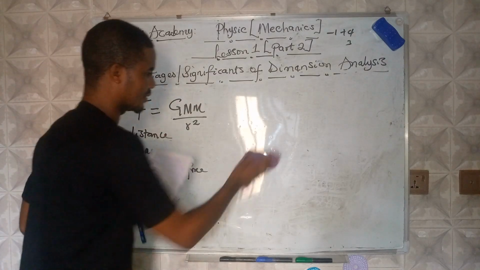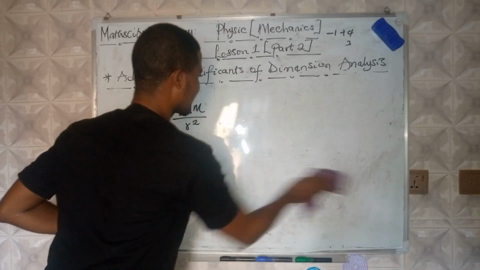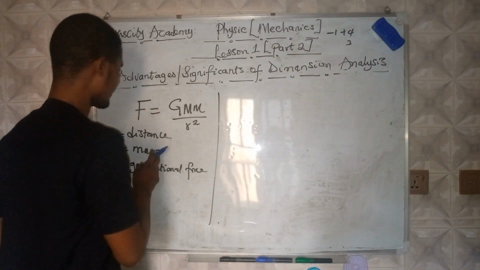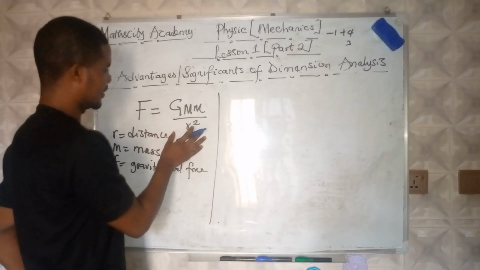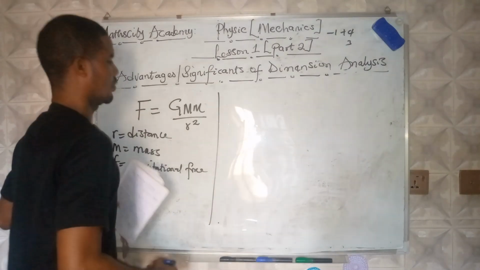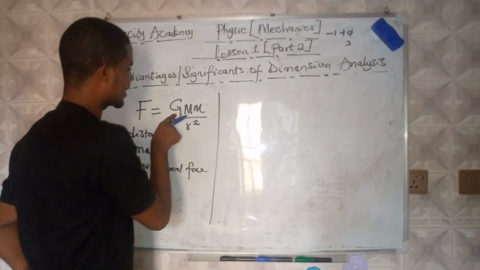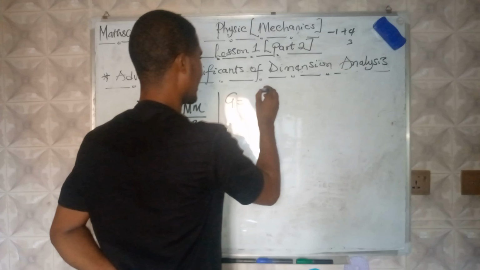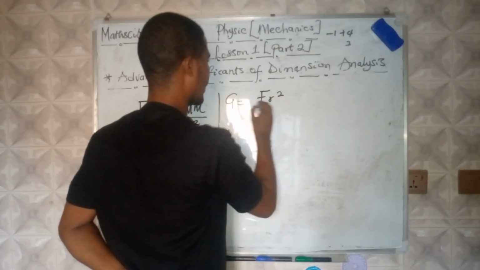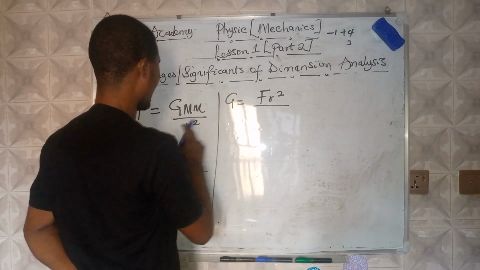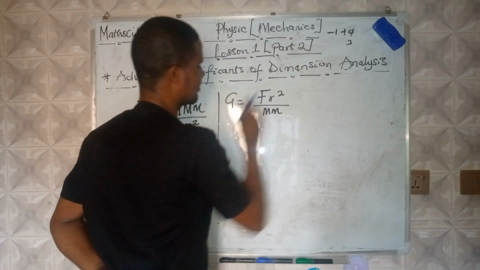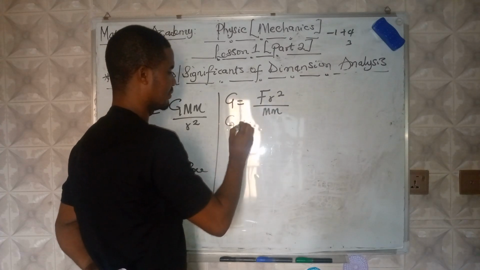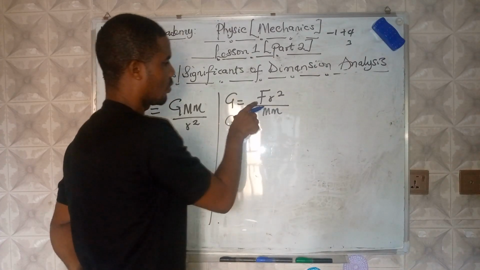So what we want to do here now is this. I want to get the unit of G. First of all, I'll make G the subject of the formula. So I have that G is equal to F R squared over M. That is G.